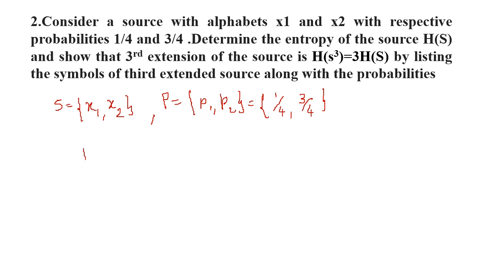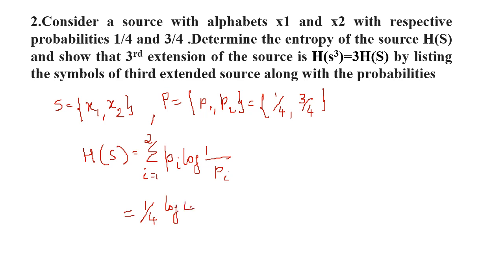Now we know that the entropy of the source H of S is given as summation of i equal to 1 to q, and q is equal to 2 symbols here, of pi log 1 by pi. We'll substitute the values of probabilities. We are going to get 1 by 4 into log 4 plus 3 by 4 into log 4 by 3. If we substitute and solve, we are going to get H of S, that is entropy, as 0.8113 bits per message symbol.